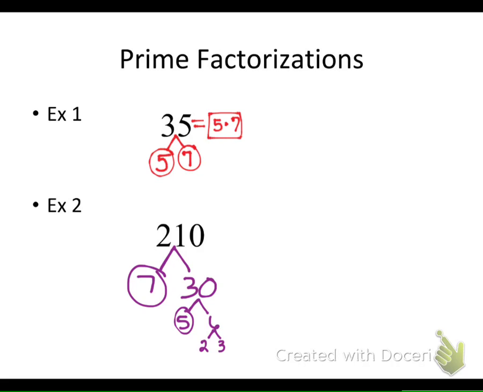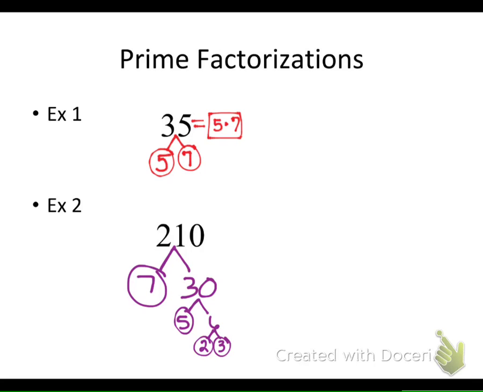2 and 3. Can I factor my 2 any further? No, because it's just 1 and 2, right? So I'm going to circle it. Can I factor my 3? No. So when the answer is no, it means those are prime numbers. It only has 2 factors. So what do I do with all these prime factors I now have circled?